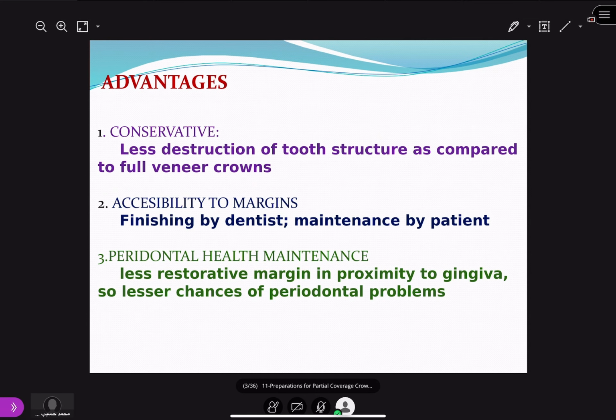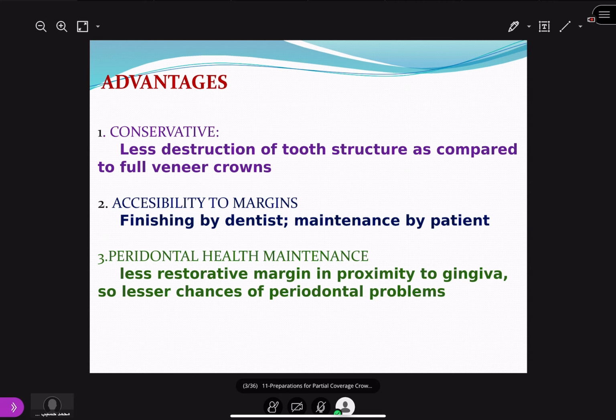So, what are the advantages of the partial coverage crown? The main advantage is conservation. This is the most important advantage. There is less destruction of the tooth structure as compared to a full veneer because we will not prepare one surface of the tooth, that is the buccal or the labial surface. The second advantage for the partial veneer crown is accessibility to the margin. Finishing by the dentist is very easy and maintenance by the patient is also very easy. So that is called accessibility to the margins.